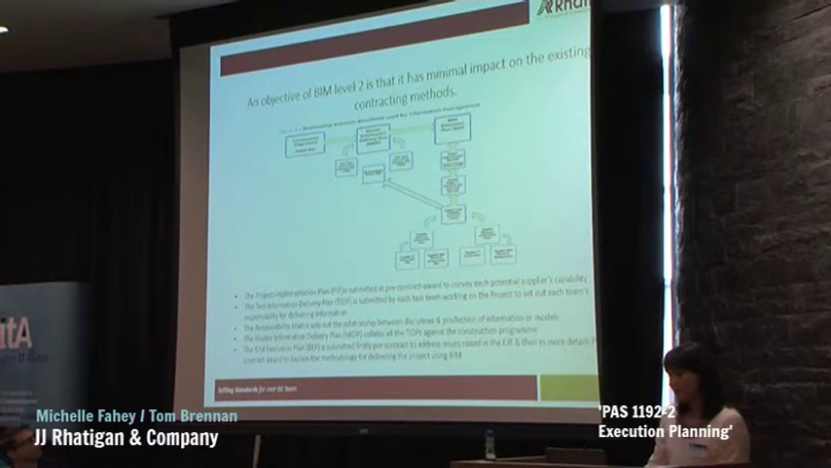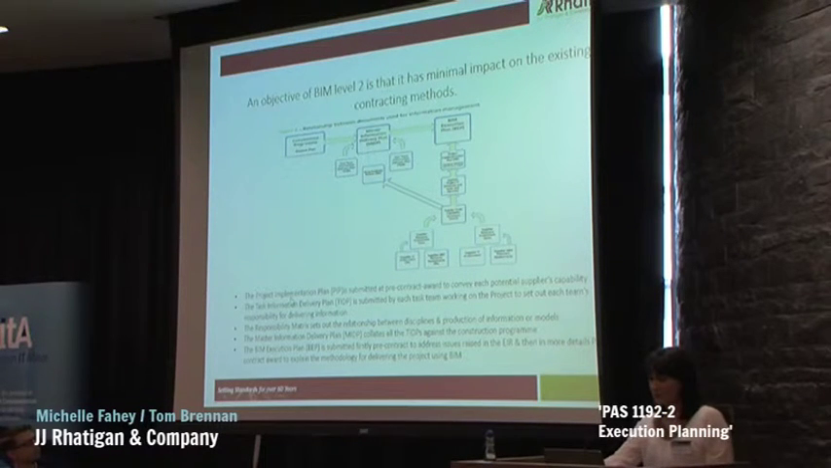So an objective of BIM Level 2 is to minimise the impact on the existing construction methods and the relationship between the documents used for the information management. So some of the documents we have are the project information plan, the project implementation plan. It's submitted at pre-contract award to convey each potential supplier's capacity.